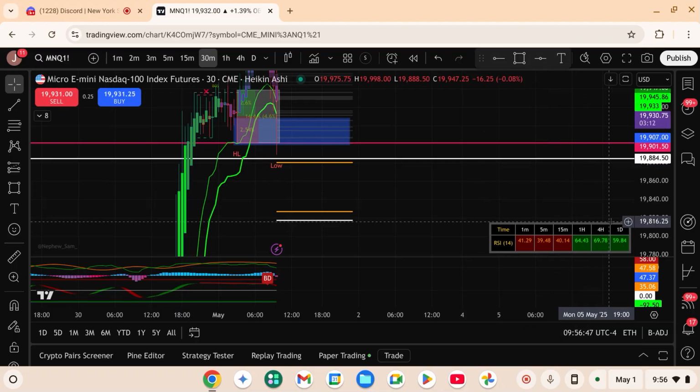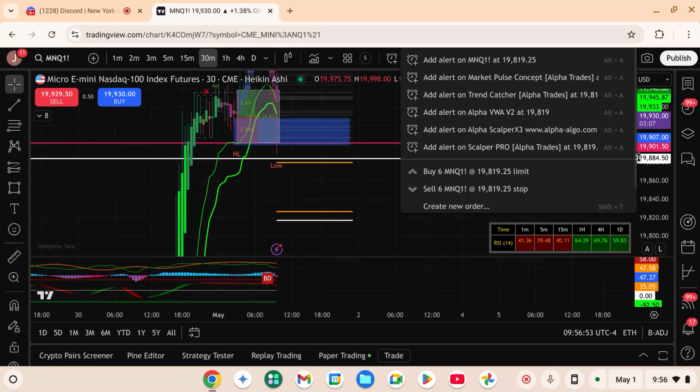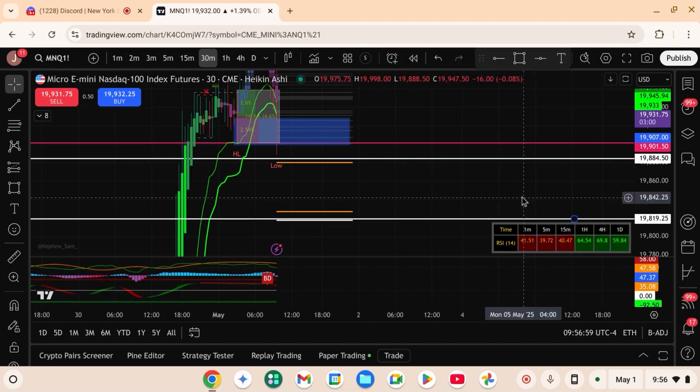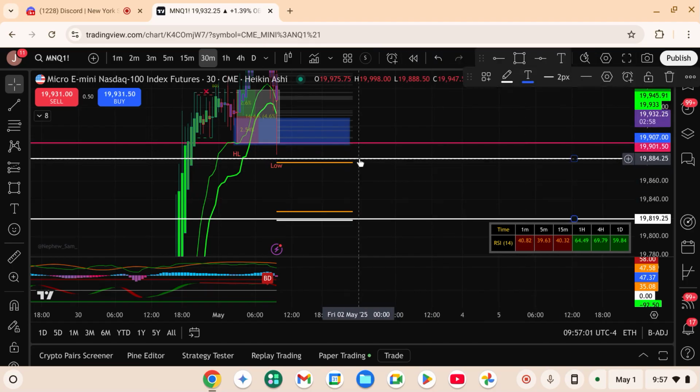So let me put this here. That's what we'll be targeting if we break through this. Target this 4 hour low.